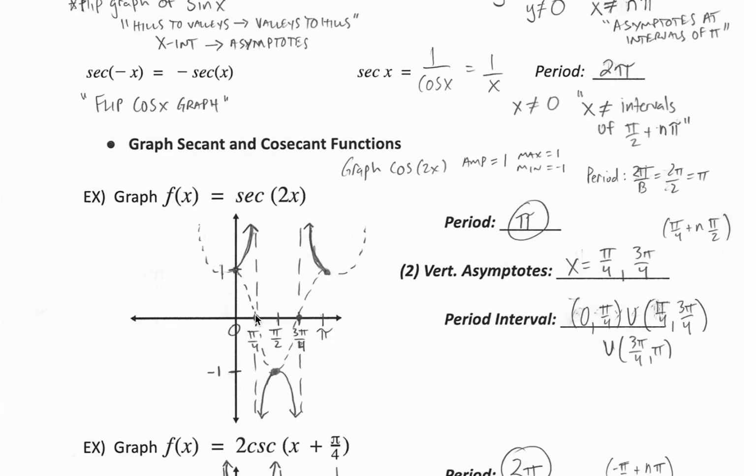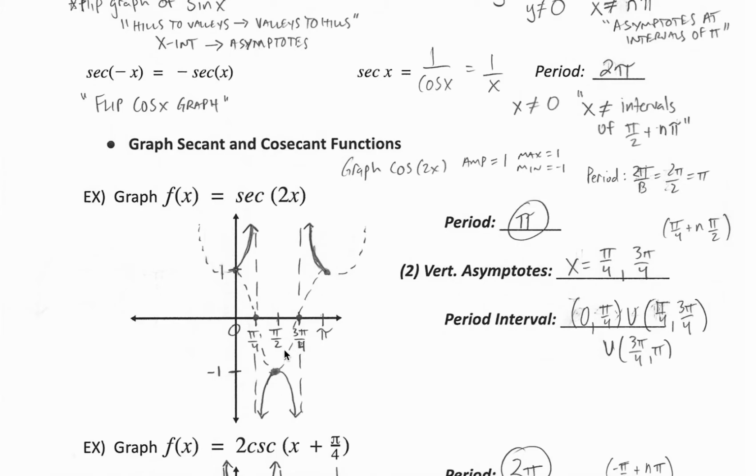And then I'll take a look here at this little hill that's going down on our cosine graph. That's going to turn into a valley, or give it a bump, and it's going to go up. So the direction is going to be the opposite there. Here, because we have this valley, we're going to do a hill-ish shape in between those two asymptotes.